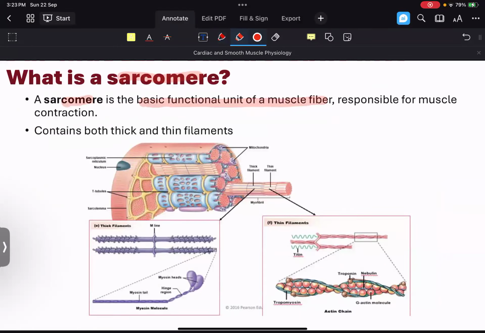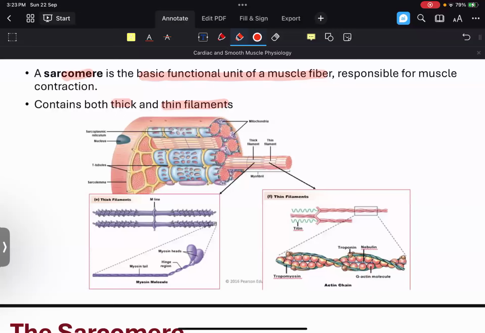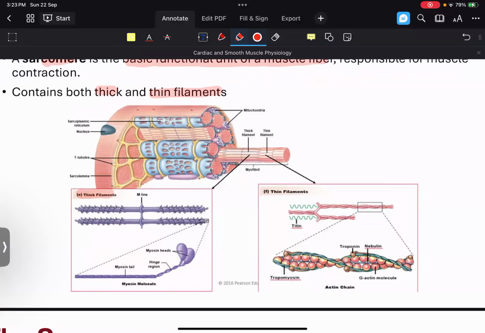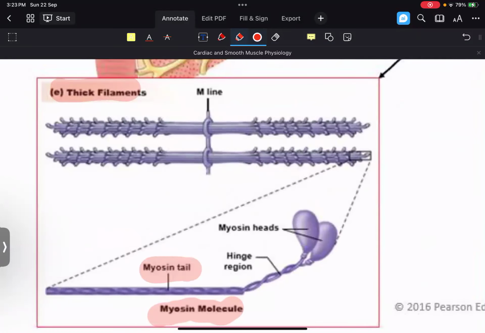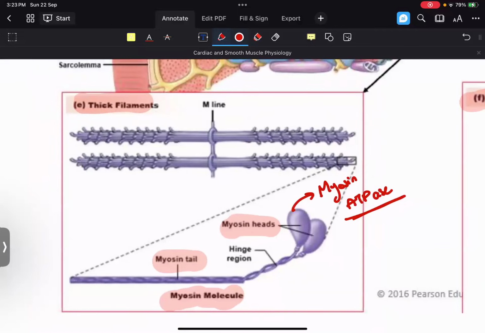Now, structure-wise, they have both thick and thin filaments. So let's take a closer look at this. Your thick filament is the myosin molecule or myosin chain, whereas your thin filament is your actin or light chain. The myosin molecule contains the myosin tail, and then it contains two myosin heads. Something that will come up over and over again in this lecture is the fact that the myosin heads have myosin ATPase activity. So I really need you to remember this. It will come up again at a later stage, and I'll explain it in further detail then.